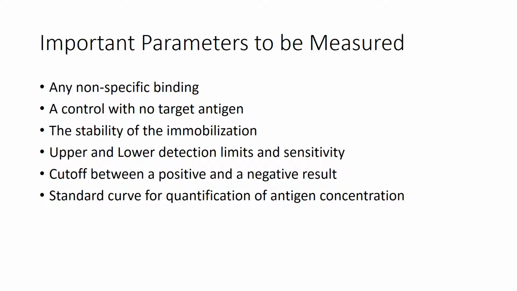This is a really important parameter that you need to determine before you actually go forward, because these are the results that you're going to have to measure, and you're going to have to determine, based on what you're seeing, if this is actually positive or negative for the antigen or the protein. And you definitely don't want any false positives or negatives. And then you'll have to create a standard curve if you're going to be quantifying any of the antigen concentration.